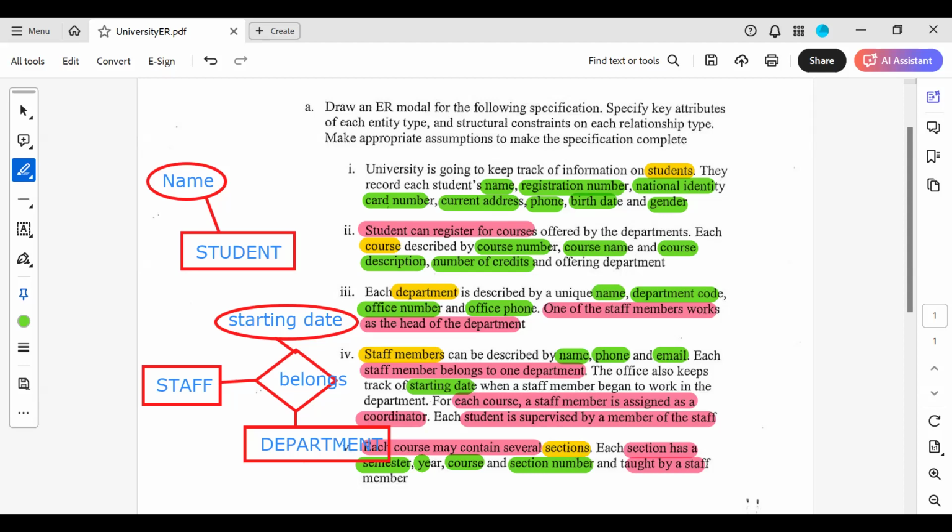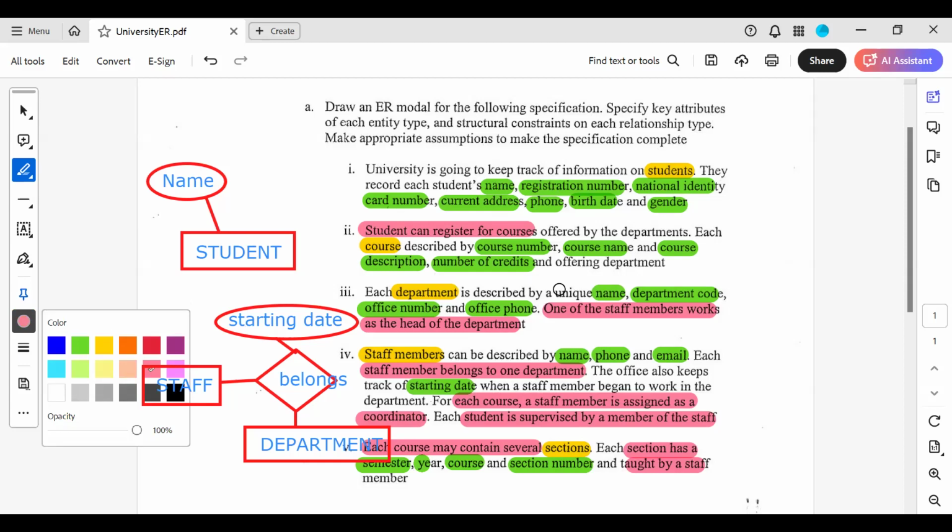Good. I think we didn't miss anything, right? Can you double check? How many relations have we identified? Student, courses, right? And then we have to have another relation. We missed one actually. What we have missed is courses offered by the department. So we have to keep track of that information as well.